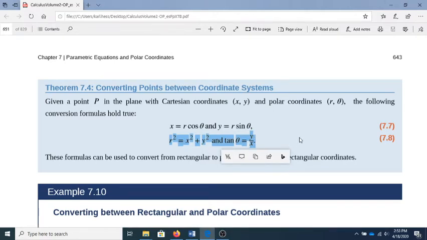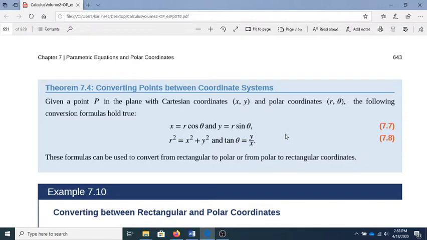The second formulas are what you use if you know x and y, and you want to get r and theta. The first one's really just the Pythagorean theorem. r squared equals x squared plus y squared, and of course you would have to take a square root to actually get r. And the second one is really just the definition of tangent. Tangent of theta equals opposite over adjacent, y over x. And of course you'll have to take a tan inverse before you actually have theta.